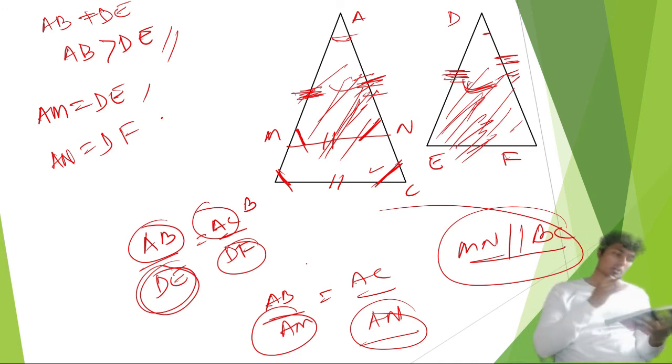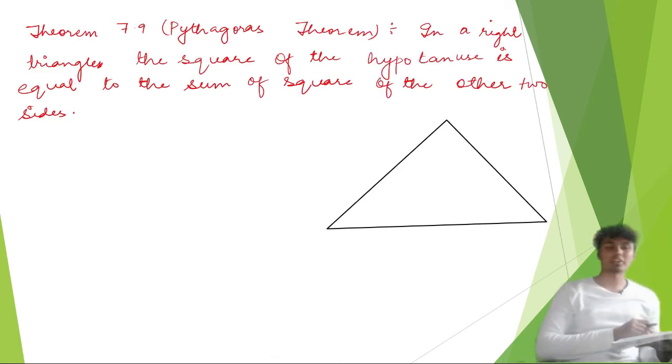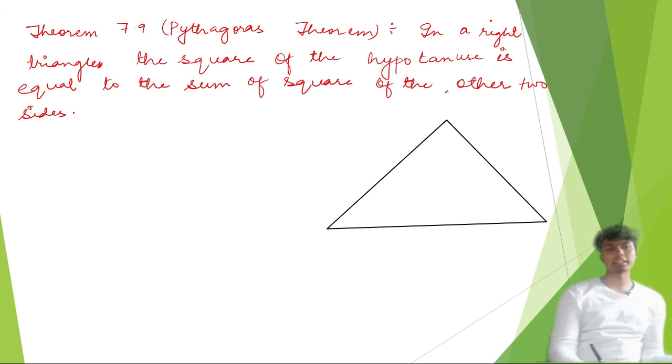The other theorem I'm going to take is the Pythagoras theorem. It is a very simple theorem, not that complex. It says that in a right triangle, the square of the hypotenuse is equal to the sum of the squares of the other two sides. Let us take this triangle as ABC.